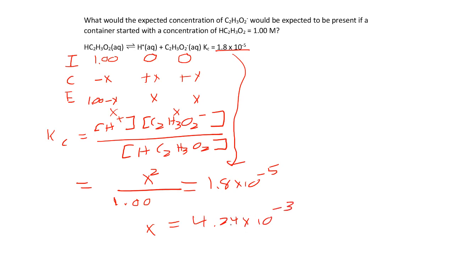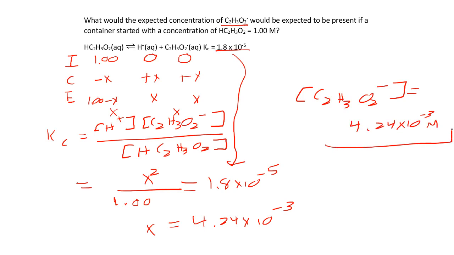And we can check, and this number is very clearly smaller than 5% of 1. 5% of 1 would be 0.05, which is 5 times 10 to the minus 2. So we're good. And the problem specifically asked for this ion's concentration, so we're just going to answer that one. It is going to be equal to 4.24 times 10 to the minus 3 molar.